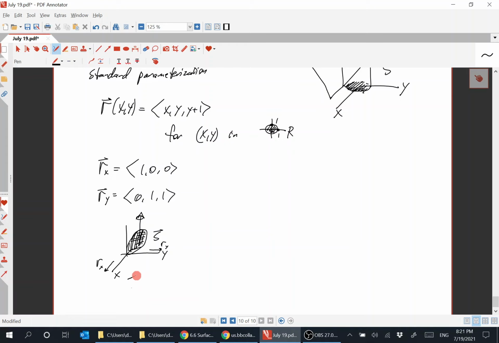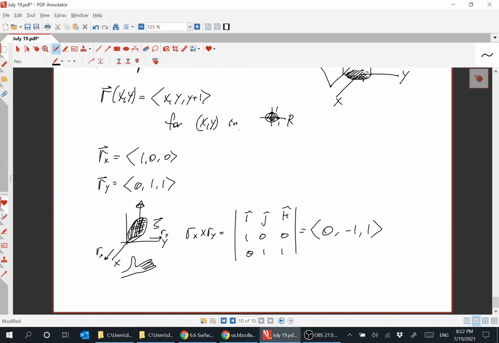So here we're looking at the cross product, Rx cross Ry, to get the upward direction for the unit normal vector. So that's i, j, k, and nicely enough, these are constants. So this is 0, -1, 1.